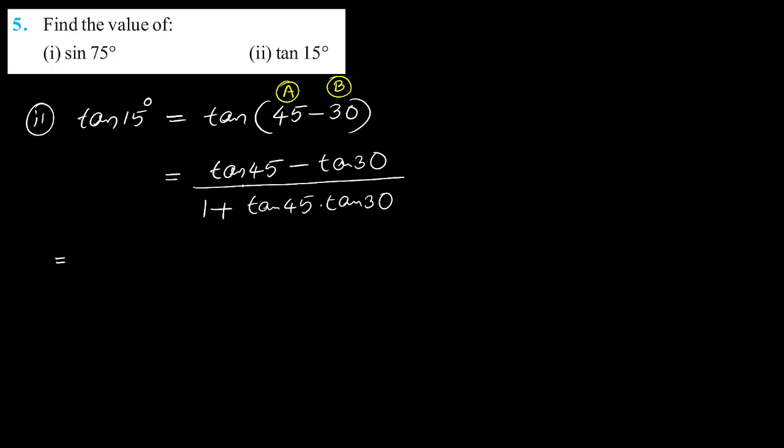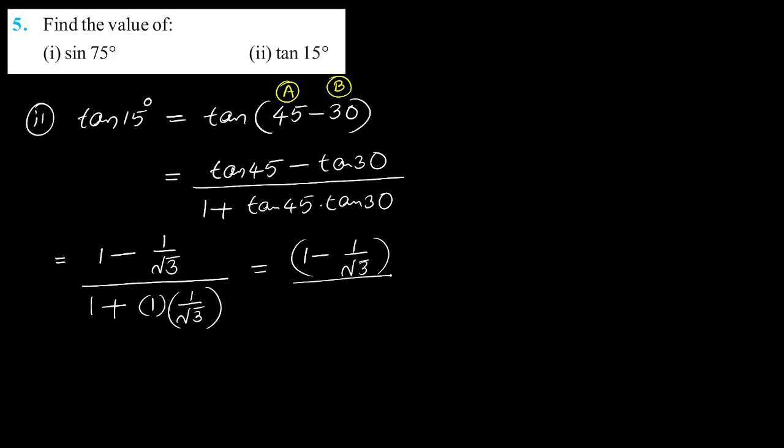Tan 45. Devasri, please tell me what is tan 45? Sir, 1. Tan 30 is what? 1 by root 3. Tan 45 is 1, tan 30 is 1 by root 3. Simplification is important in this particular question. We get 1 minus 1 by root 3 by 1 plus 1 into 1 by root 3.